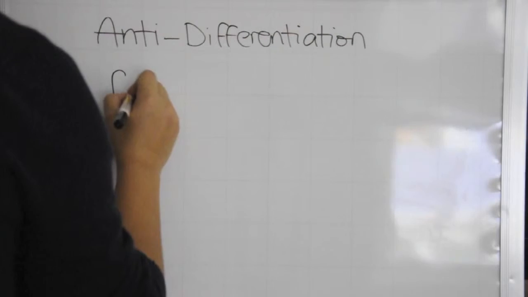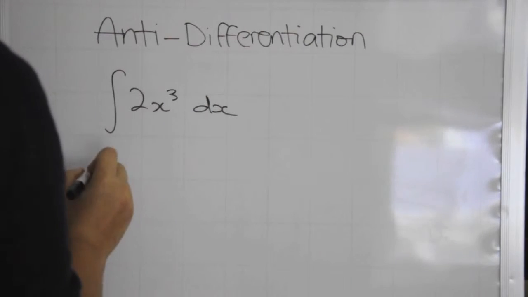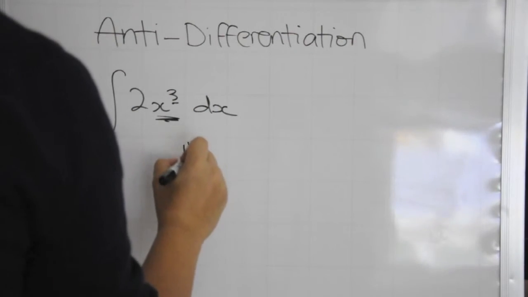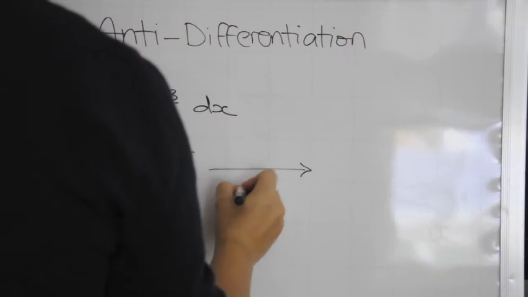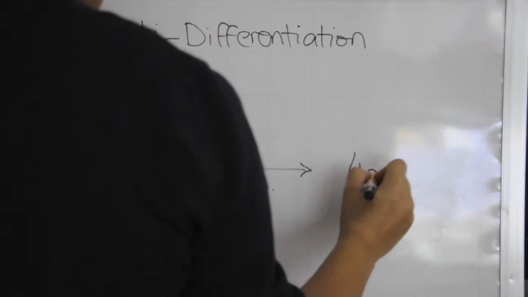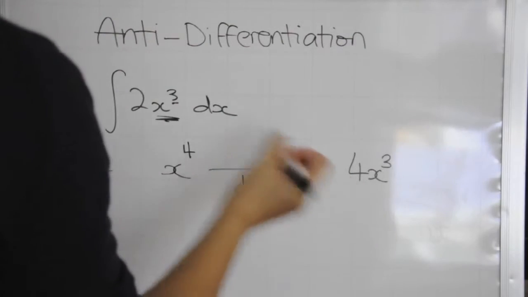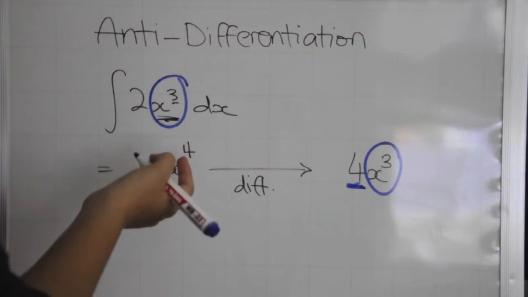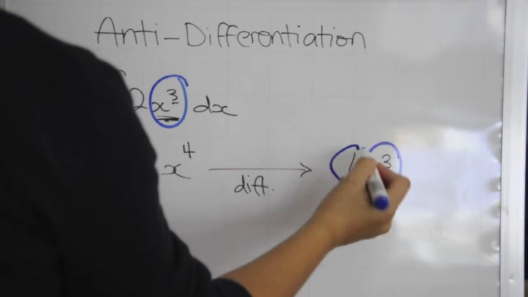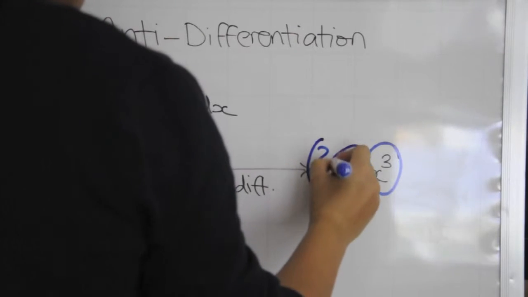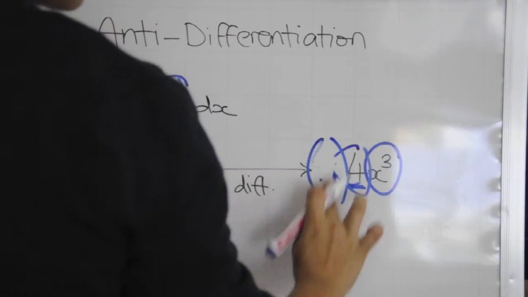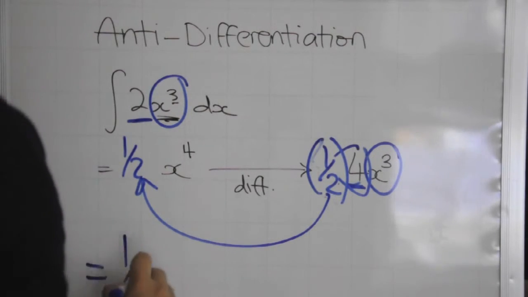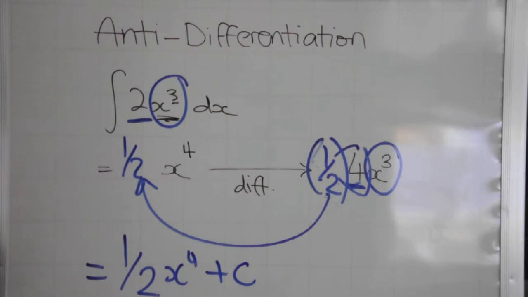To use this in an example, let's take 2x cubed and integrate it. So we take the x and we add 1 to the n, so that will be 4. Then we differentiate it, which gives 4x cubed. But the 4 is not the same as 2. So we have to make this number equal to 2, which is 2 over 4, or a half. And then we put that in here. That shows us a half x^4 plus c. That's all you have to do.